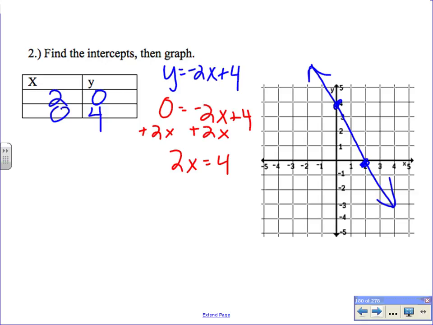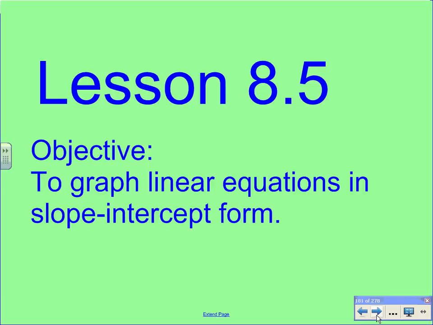Today we're learning a third way to graph. And it's so much easier. You're going to love it. There's no tables or anything. So this is good. Okay, so we're graphing linear equations from slope-intercept form.